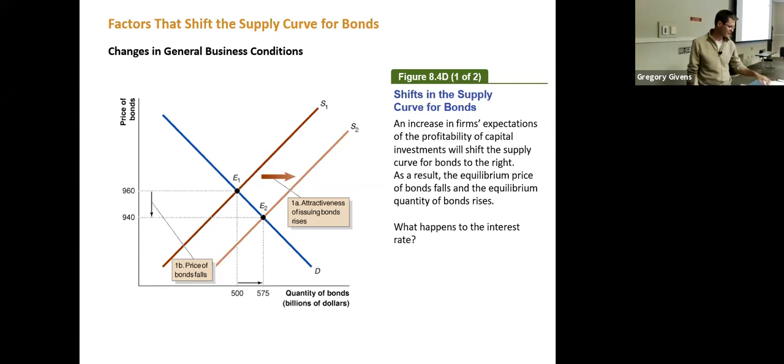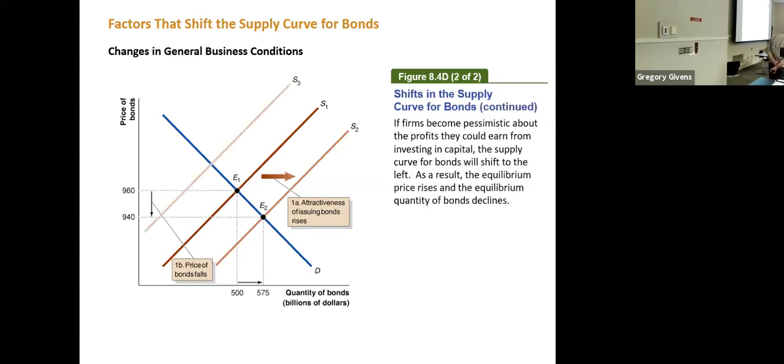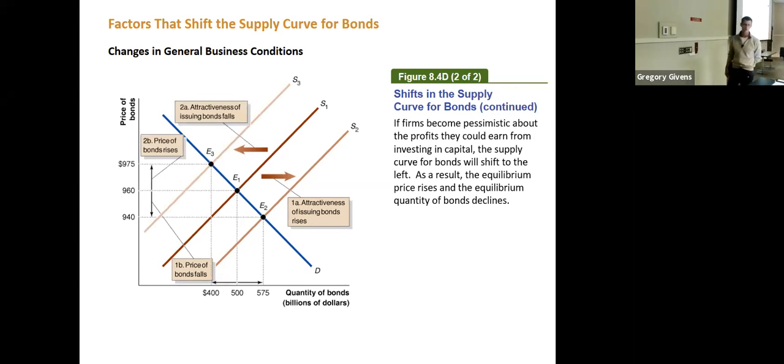What do you imagine happens during perhaps a recession? That is, when general business conditions weaken. So if firms are pessimistic about the future profitability of their investment projects, then the supply of bonds is probably going to shift in the opposite direction, right? In that case, equilibrium prices would rise and yields to maturity would fall. So in the last class, we talked about how changes in the business cycle can affect bond prices and interest rates through shifts in demand. Here's a good example where changes in the business cycle can impact bond prices and yields by affecting the supply curve for bonds.